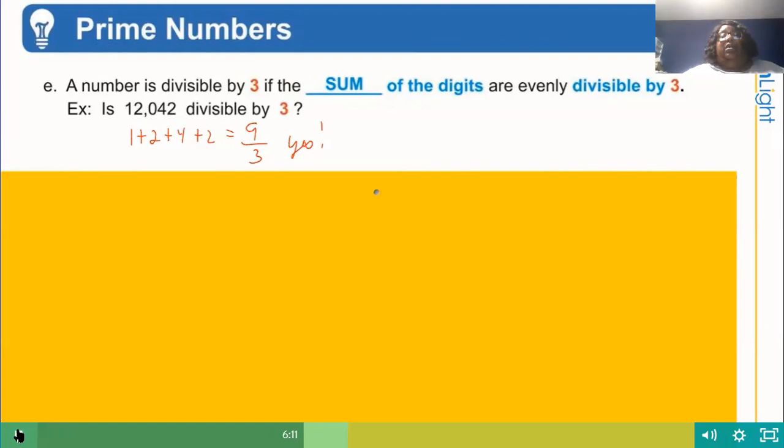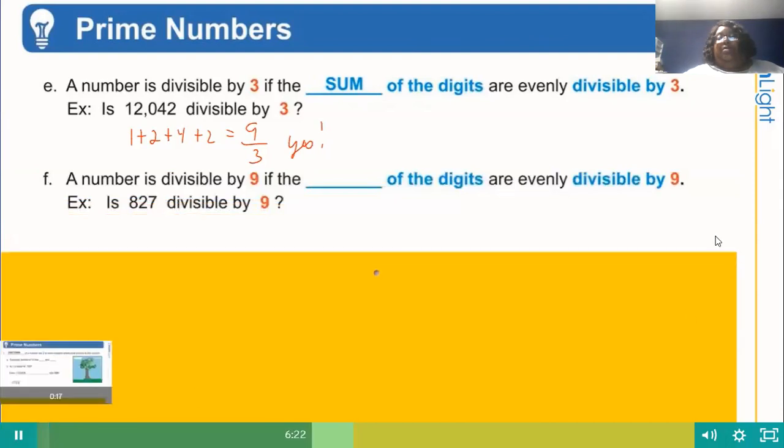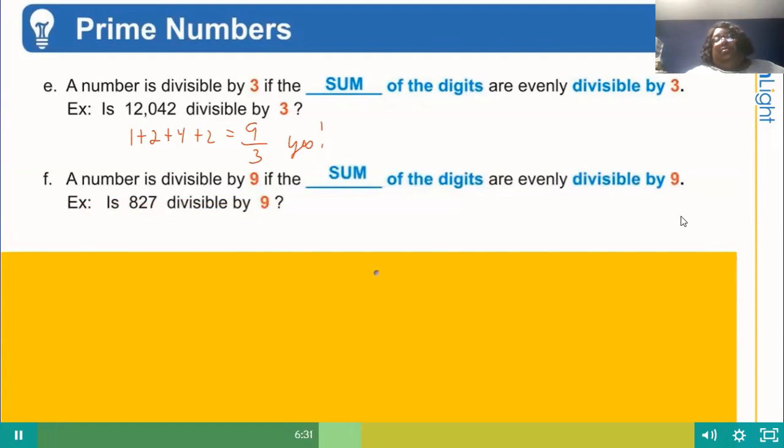Right, it is divisible by 3. So you're just looking at the sum of the digits, but make sure you sum them all up. Now, the divisibility rule for 9 is the exact same concept. Again, you're going to add up all the digits, only this time the sum of the digits has to be divisible by 9. So our previous number was this 12,042. Was it divisible by 9? And yes, it was, because 9 divided by 9 is 1.